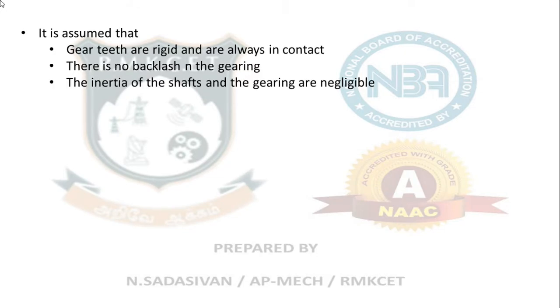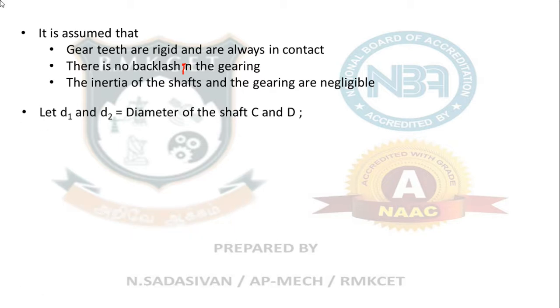So it is assumed that these are the three assumptions based on which your problems are going to work. Gear teeth are rigid. There is no yielding of the gear teeth. There is no backlash in the gearing. I think you know what backlash is: some slackness in the fit, so that they make noise. The inertia of the shafts and the gearing are negligible. So we are only concerned about the two discs at the end, two rotors. Shaft inertia and gear inertia I am not going to consider now. There is one more problem considering that also. We will try to do that today.